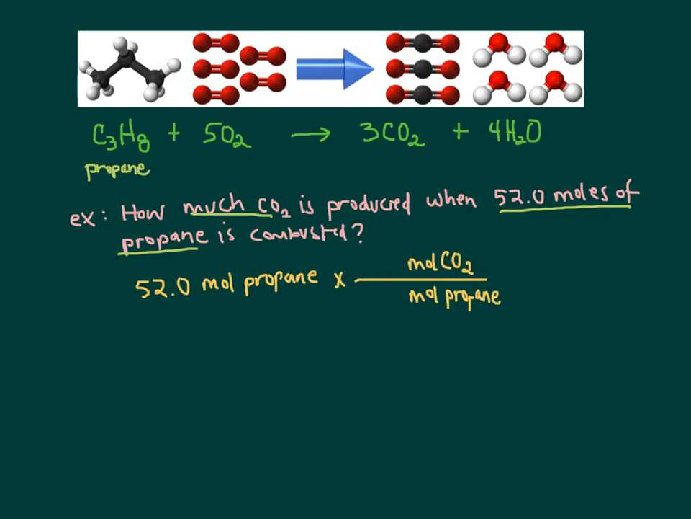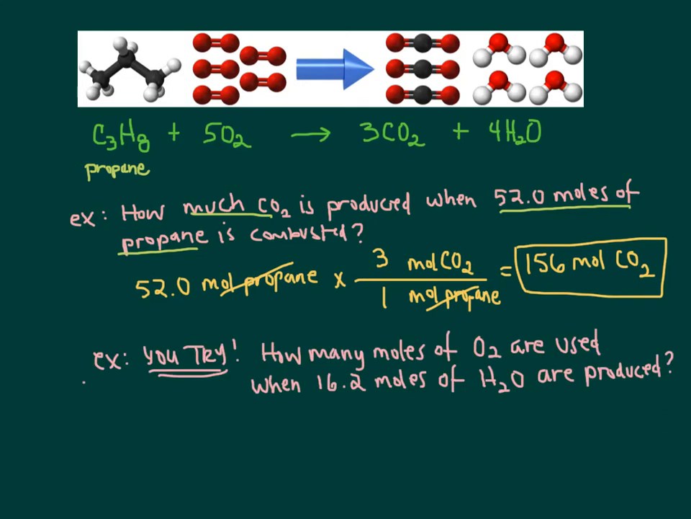So we're going to use the ratios from our equation between propane and carbon dioxide. So we know that 1 mole of propane will produce 3 moles of carbon dioxide. So we're going to fill that in. There's 3 moles of carbon dioxide produced for every 1 mole of propane. And so how much carbon dioxide would be produced from 52 moles of propane? So if we do this little math equation, 52 times 3 is 156 moles of carbon dioxide produced from our backyard barbecue.